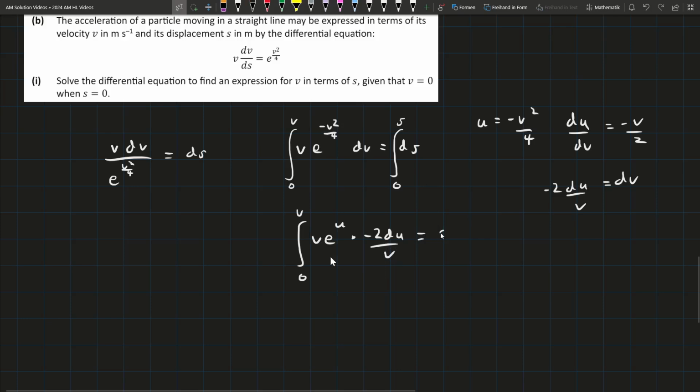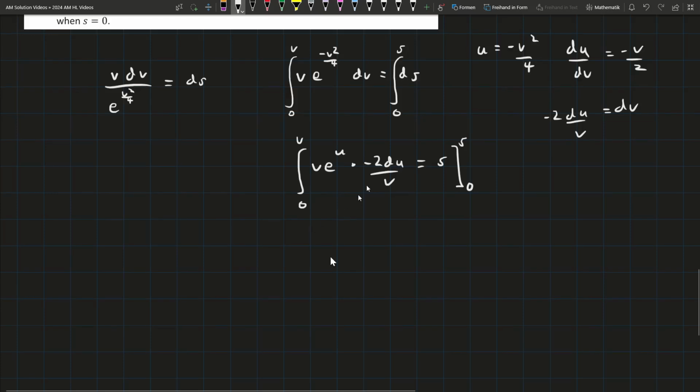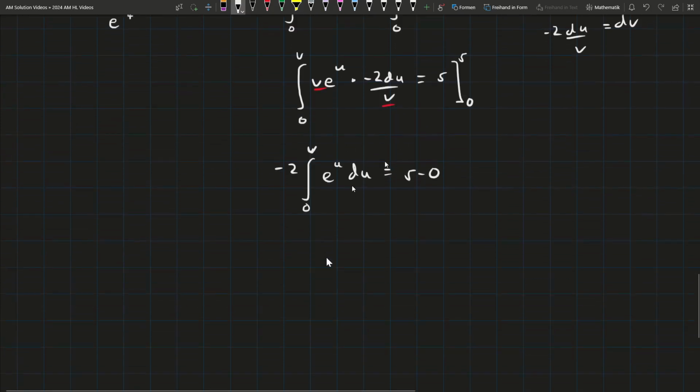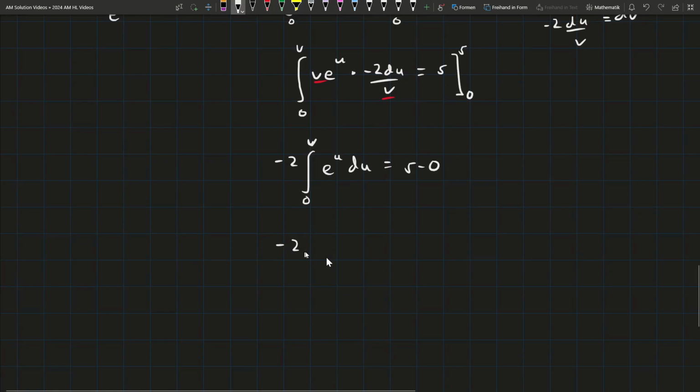Equals the integral of ds, which is just s, from 0 up to s. Now we continue. So these v's will cancel. That's pretty nice. This minus 2 we can take out the front because it's a constant. We're multiplying by minus 2, so that doesn't actually affect the integral, and it makes it a little easier to look at. So we have e to the power of u du, and that's a v up there, by the way, not a u, equals s minus 0. The integral of e to the power of u is e to the power of u. So we have minus 2 e to the power of u, again still evaluating that from 0 to v, equals s.